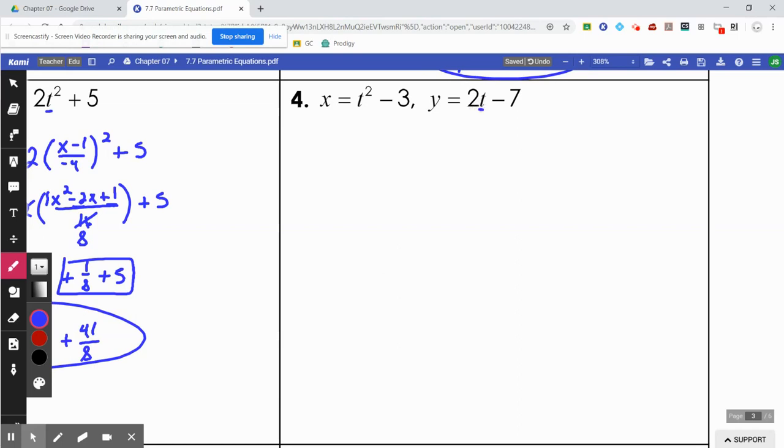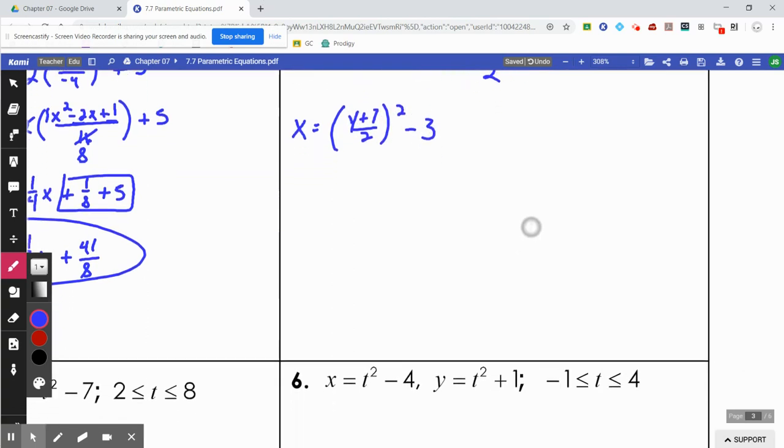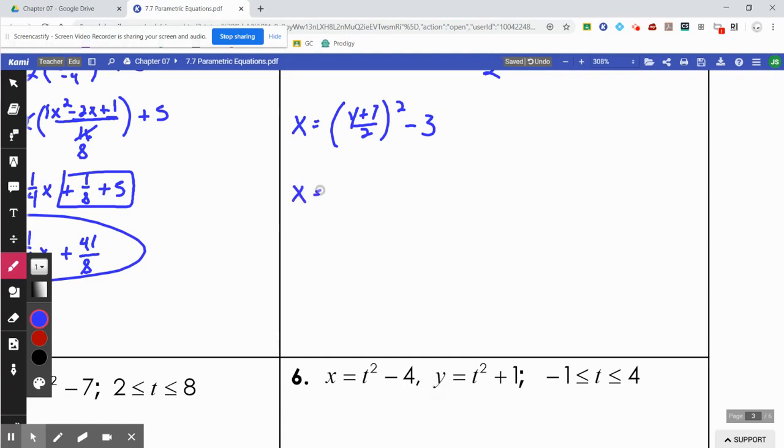Next one, let's solve our linear expression over here for t. So move the 7 and the 2 over, and it gives you that t is equal to, when you move 7 over, it'll be a plus 7, then we've got to divide by 2. Plug that into your other expression for t, so you now have x equals (y plus 7 over 2) squared minus 3. Square the top. Make sure that you FOIL it out when you square it. So that'd be y squared.